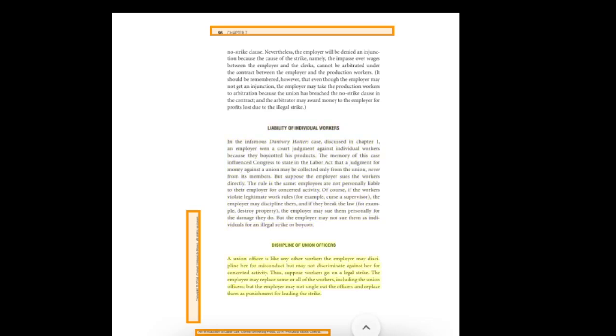Discipline of union officers. A union officer is like any other worker. The employer may discipline her for misconduct but may not discriminate against her for concerted activity. Thus, suppose workers go on a legal strike. The employer may replace some or all of the workers, including the union officers, but the employer may not single out the officers and replace them as punishment for leading the strike.